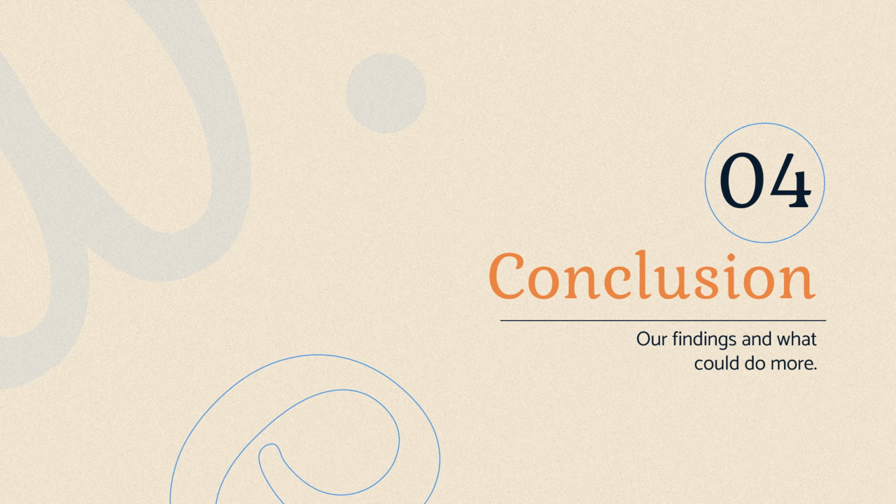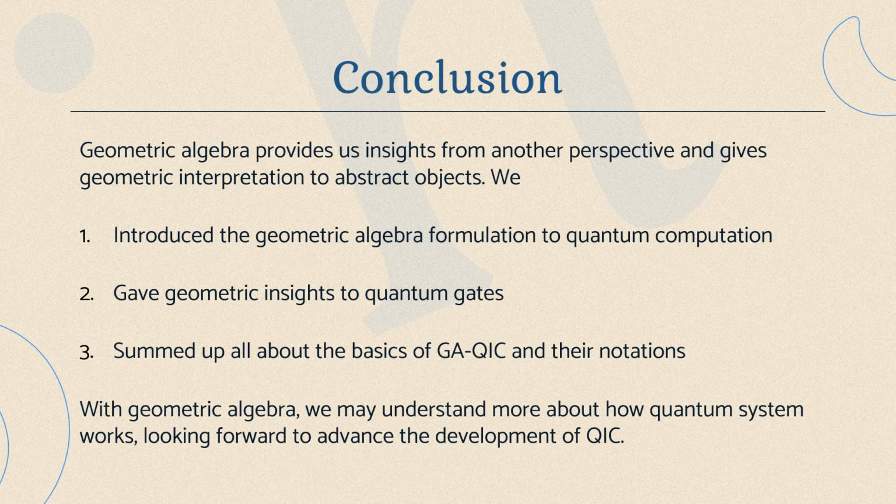Finally, conclusions. Geometric algebra provides us with insights from another perspective and mathematical framework. It gives us a geometric interpretation to abstract algebraic objects. We introduced the geometric algebra formulation to quantum computation and gave geometric insights to quantum gates. Moreover, we also summed up all the basics of GA quantum information computation and their notations. With geometric algebra, we will understand more about how quantum systems work and look forward to the advance of the development of QIC in geometric algebra.